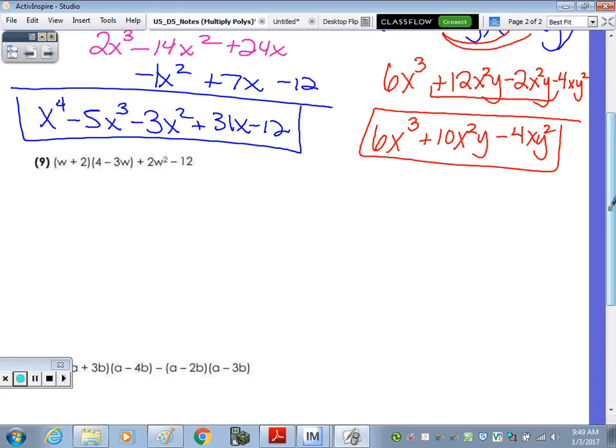So 9 is a little bit different. 9 has both multiplication and addition. So before you can add, and you can only add this to a like term, we got to see if we get a like term when we multiply. So go ahead and distribute. What's the product of those two binomials? Go ahead, multiply on your paper. I'll do it up here on the board, and then we can compare. And then we'll see if we can add that 2w squared minus 12.